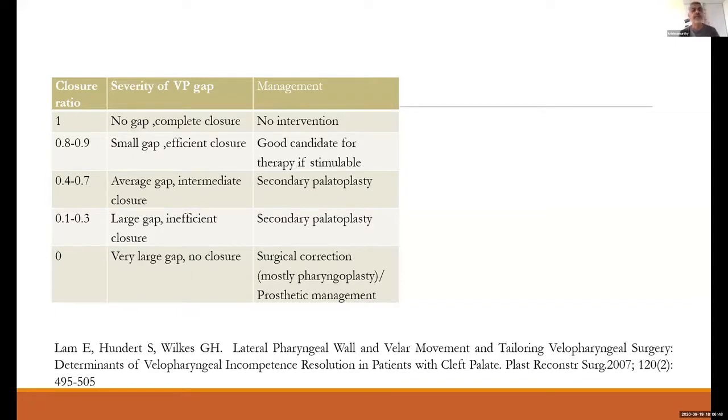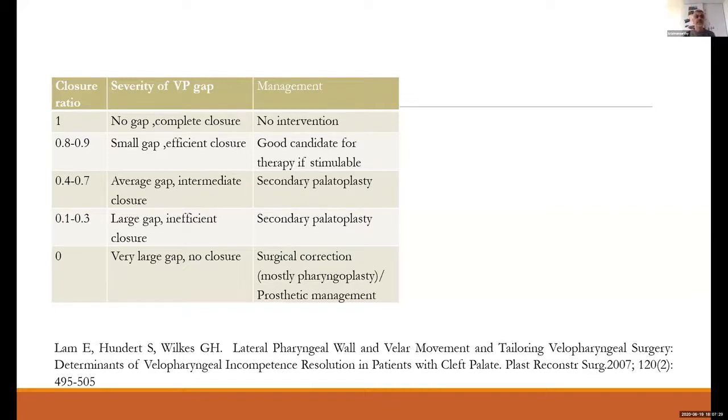But when you have 0.8 to 0.9, it's a small gap. They call it an efficient closure. And you may not want to do a surgery in this case. He's a good candidate for therapy if stimulable, it says. And if it's 0.4 to 0.7 or 0.1 to 0.3, average and large gaps, you need to do whatever you need to do. So this gives us the idea, based on the closure ratio for a given patient, whether we are talking about a very large gap, an intermediate gap, or a small gap, efficient closure, and what may need to be done. So that comes out of this paper from PRS 2007.